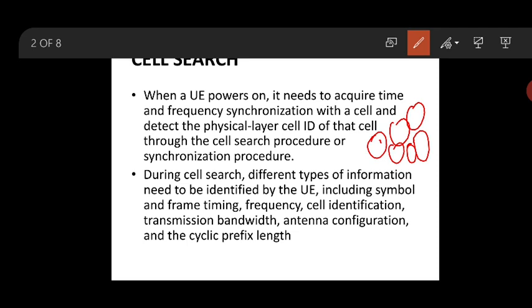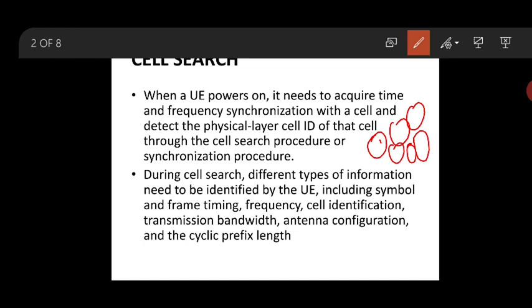During cell search, different types of information need to be identified by the user equipment, including symbol and frame timing, that is, how much time it will take. You can consider, if you are near the base station, the timing is less. If you go far away from the base station, the time increases. Then which frequency it belongs to. The frequency of each cell will be different.